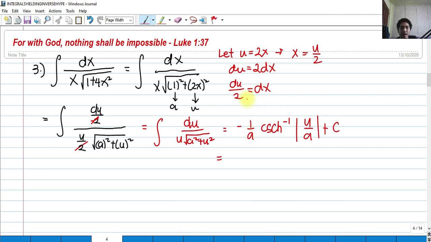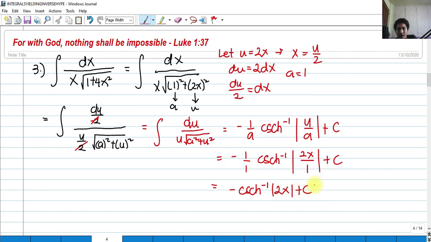So we have to substitute. What's the value of a? Our a here is 1, obviously. So we have negative 1 over 1 inverse hyperbolic cosecant of the absolute value of u, which is 2x, all over the a, which is 1, plus c. And if we simplify it, this would be negative inverse hyperbolic cosecant of the absolute value of 2x plus c. So this would be our final answer in terms of the inverse hyperbolic cosecant.